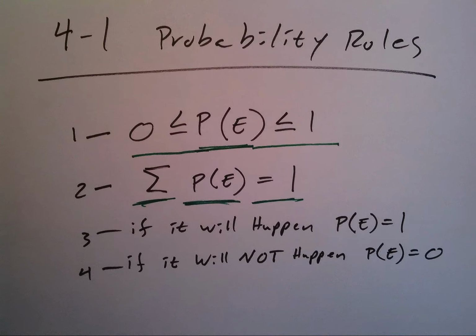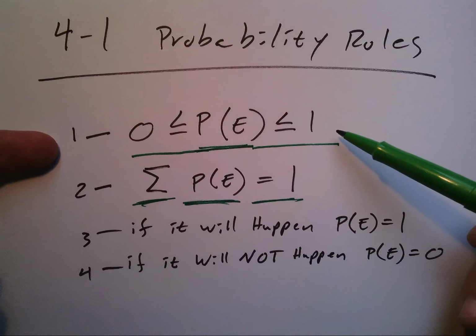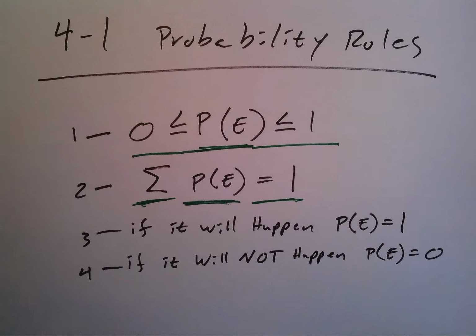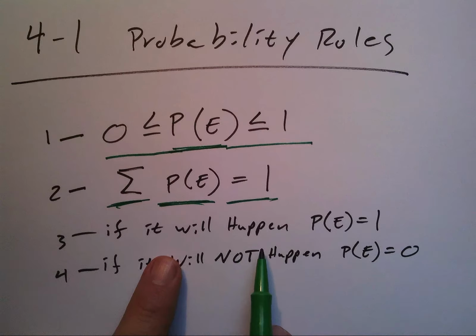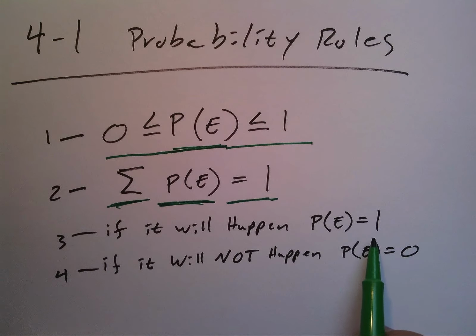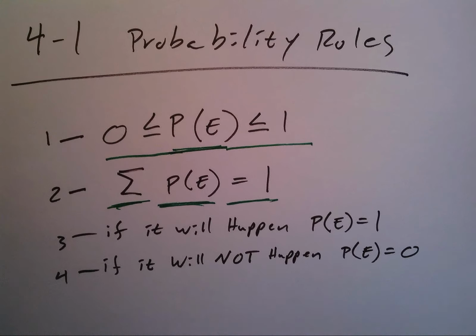That's it. Alright, the 2 other rules are really included in part 1, but they think it's so important they want to specify it. If an event will happen, its likelihood is 1. Right? If you drop something out of a window and you know it's going to fall, the likelihood of it falling is 1, 100%. If you know something will not happen, then the probability of that event is 0. That's it. These 4 rules govern the basics of probability.